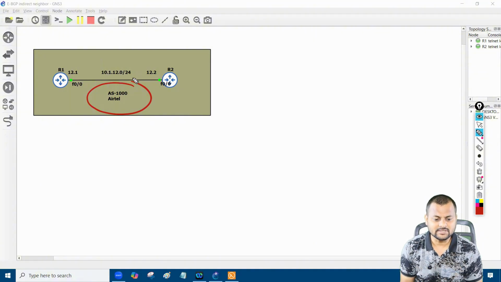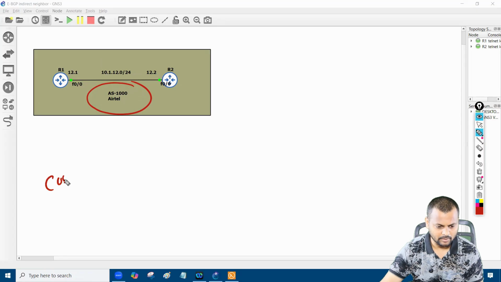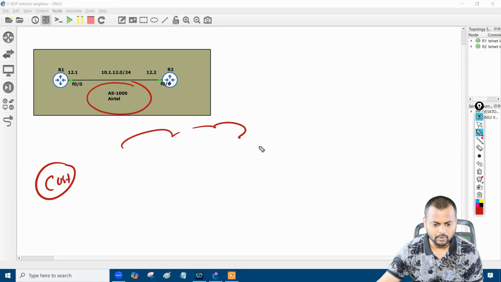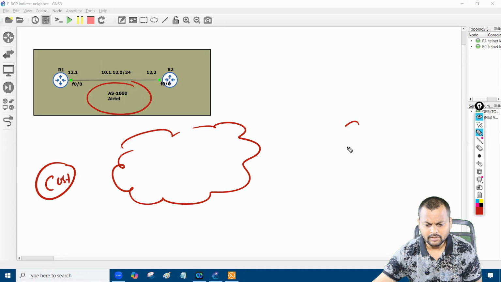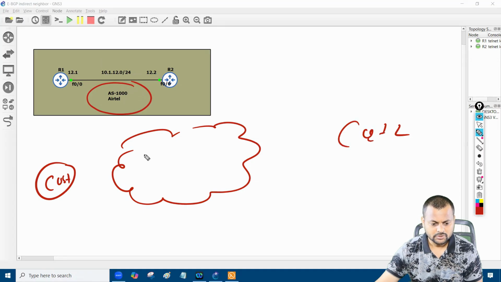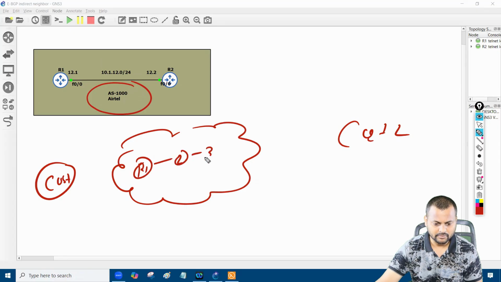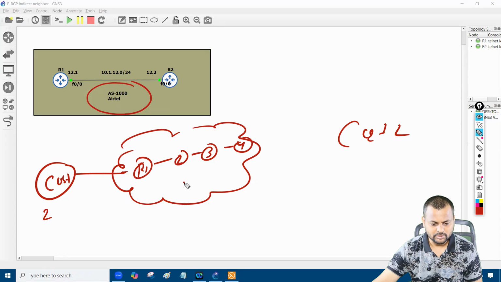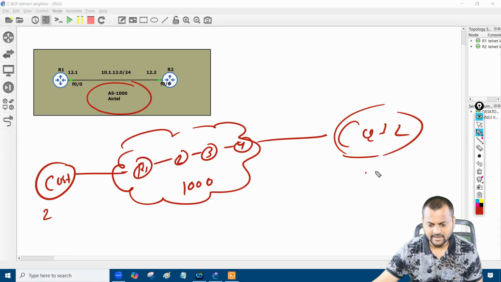What does transit AS mean? Let's say we have customer number one, then we have a service provider, and then we have another customer, customer two. In this service provider, we have router number one, router number two, router number three, router number four. The customer one is going to use AS number 2, the service provider is going to use AS number 1000, and customer two is going to use AS number 3.